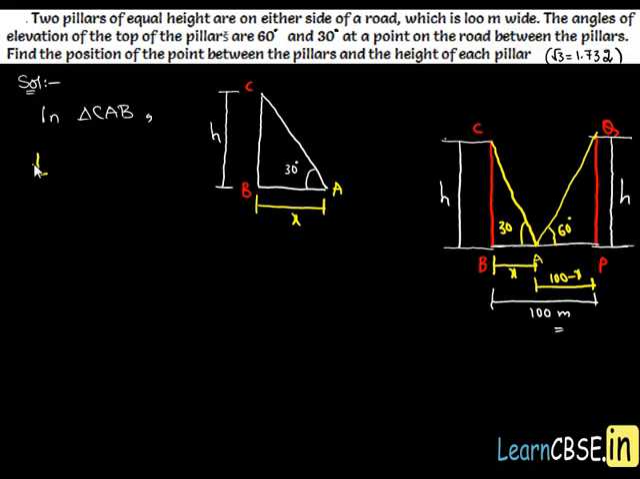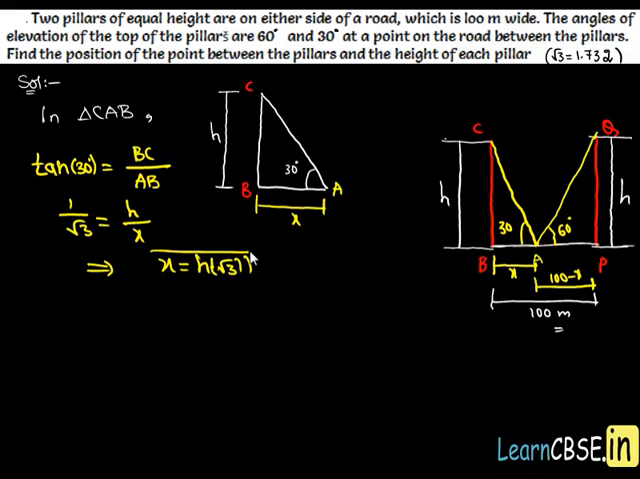So we consider tan, and tan of 30 degrees is the ratio of perpendicular to its base. Here BC is perpendicular and the base is AB. Now substitute its values. Tan of 30 degrees is 1 upon root 3. From the figure we have BC is h meters and AB is x meters. By cross multiplication we get x is equal to h times root 3. Therefore we have got the value of unknown x in terms of another unknown h.